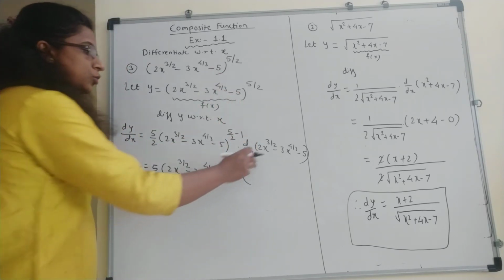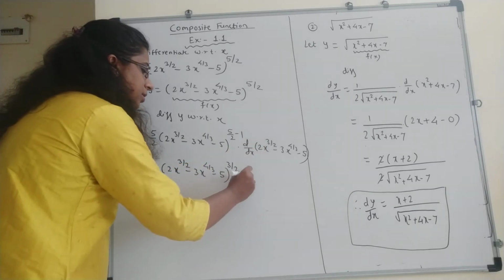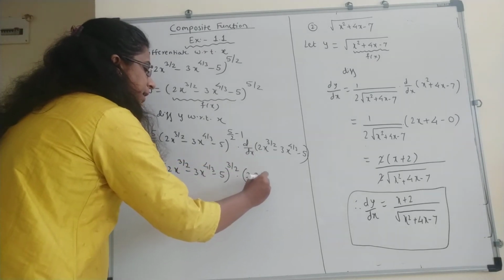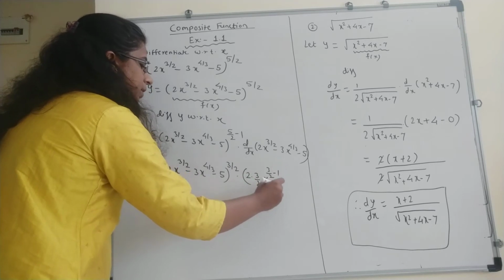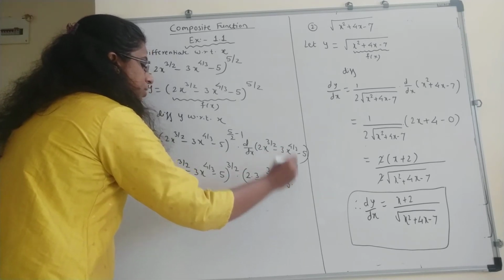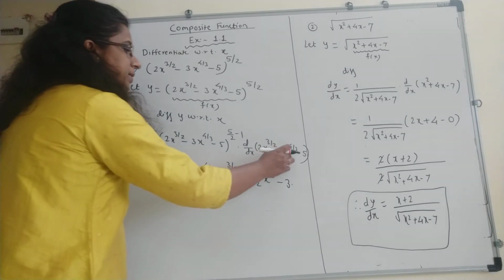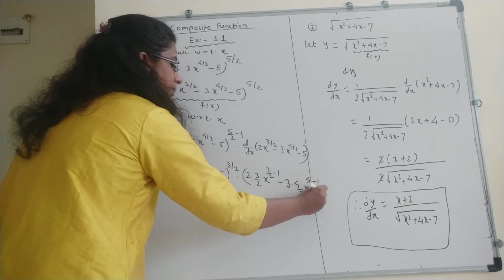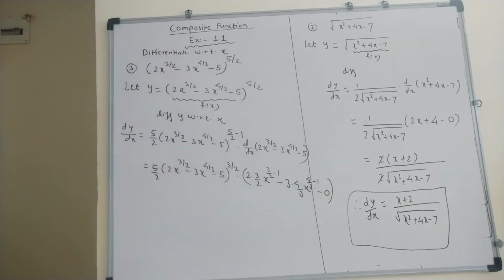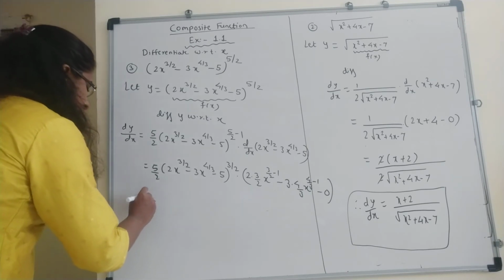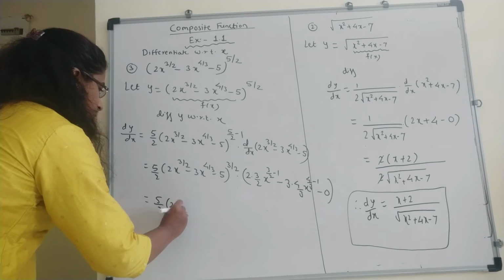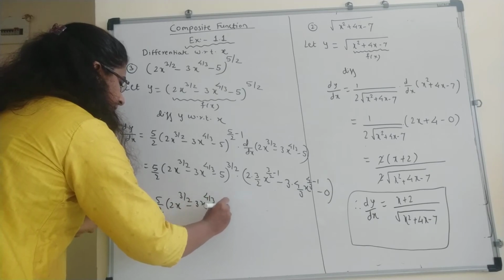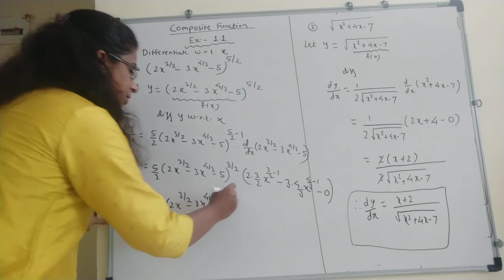Now see, 2x raised to 3/2, 2 constant outside derivative. Now this form is x raised to n, derivative is n x raised to n minus 1. Minus sign is there, 3 constant outside derivative into, again form is x raised to n, so derivative value is n x raised to n minus 1. 5 constant, derivative value is 0. And so your final answer is 5/2 times, this is 2x raised to 3/2 minus 3x raised to 4/3 minus 5, bracket raised to 3/2.